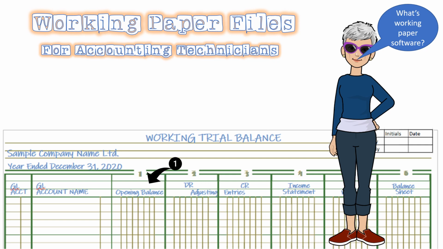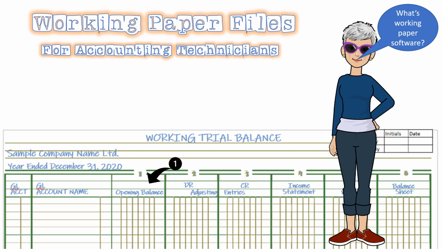We start by entering the opening trial balance in the first few columns on the left-hand side of the worksheet. We begin with the general ledger account number on the extreme left-hand side, followed by the account name, and then the trial balance. The GL account number is typically 3 or 4 digits long.